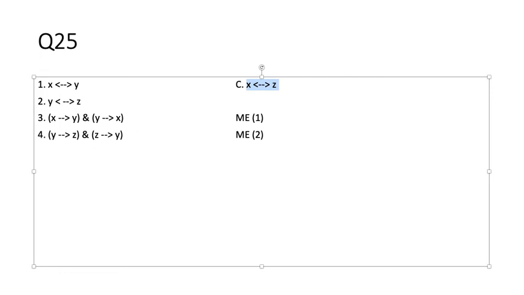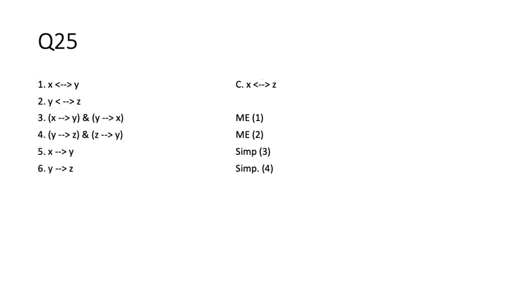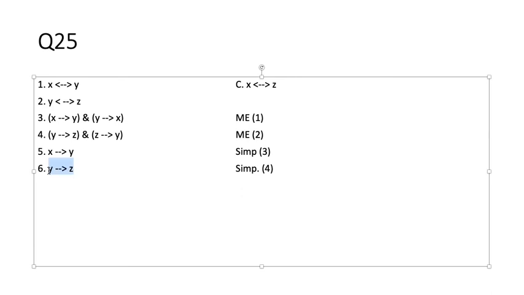So what I think I'm going to do is simplify line 3 to get if x then y. And then I'm going to simplify line 4 to get if y then z. So what did I do? I simplified to get this conditional first. I did that on line 5. And then I simplified to get this one, if y then z.